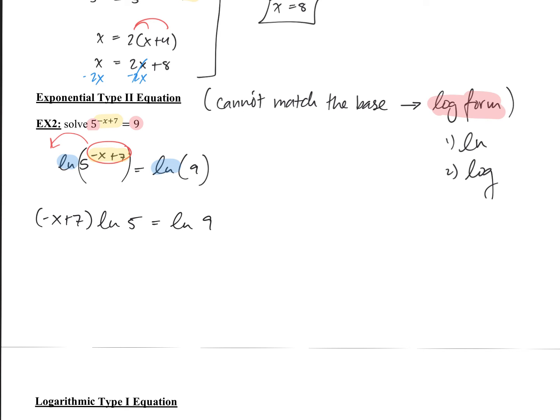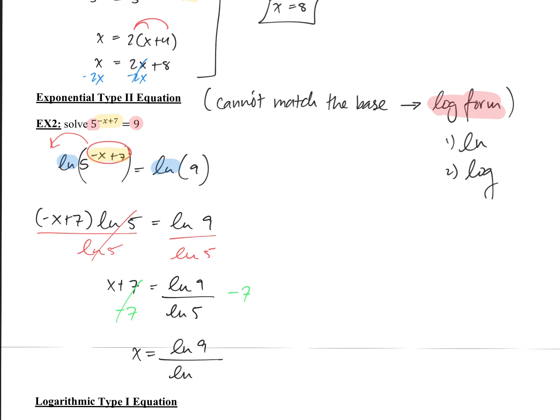So now, how do we get x by itself? Well, we can go ahead and divide both sides by the natural log of 5. And then we have negative x plus 7 equals natural log of 9 over natural log of 5. We've almost solved for x. Let's go ahead and subtract both sides by 7. And we get x equals the natural log of 9 over ln 5 minus 7.